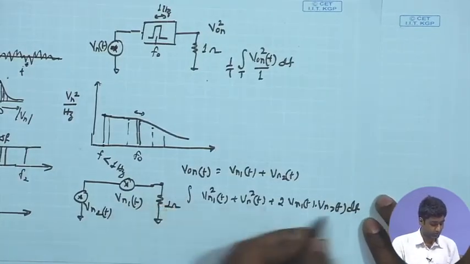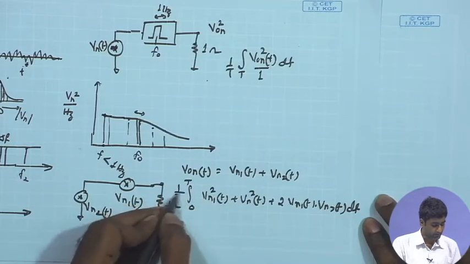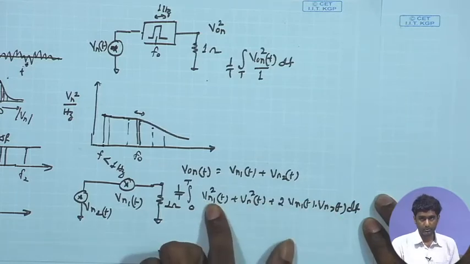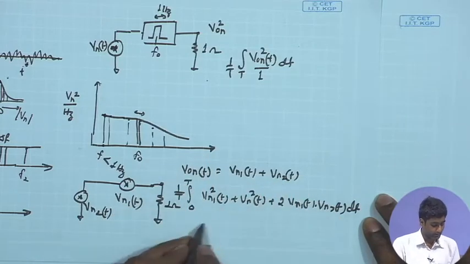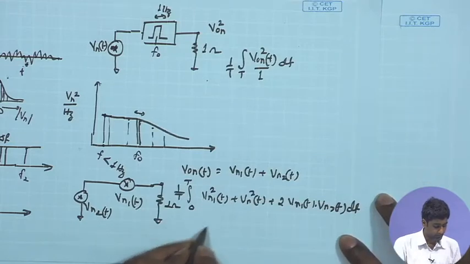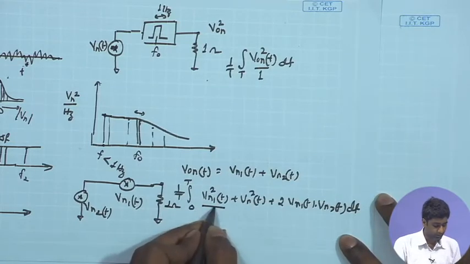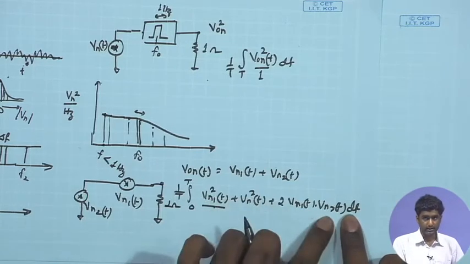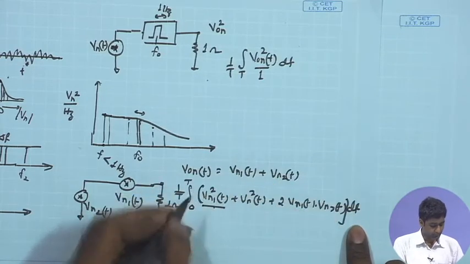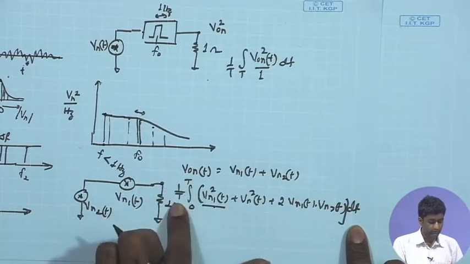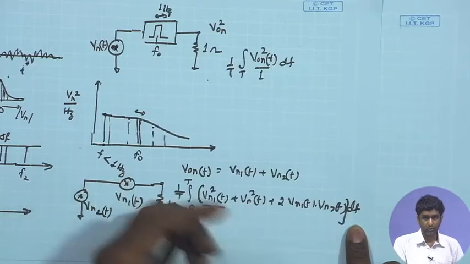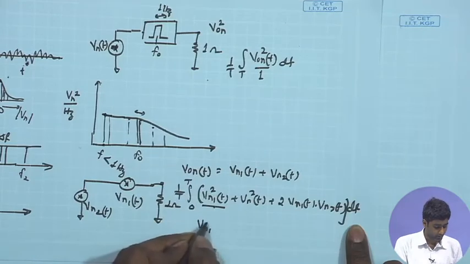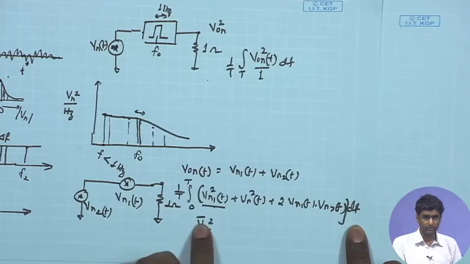Integrate it over a sufficiently long duration dt over t and divide the whole thing by t. This is what I will do for obtaining the mean square value for the combined sources. This can be seen as the mean square value of Vn1(t), because if I take only the first term, Vn1 square(t) dt integrated over 0 to t divided by t, that is nothing else but the mean square value of the first noise source. So, I can call it Vn1 square with a bar to represent the mean square value.